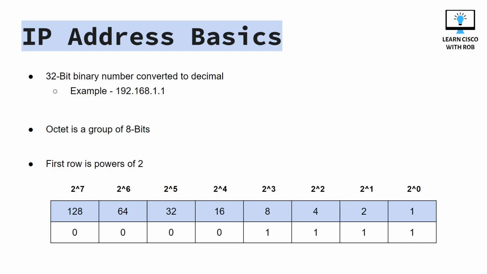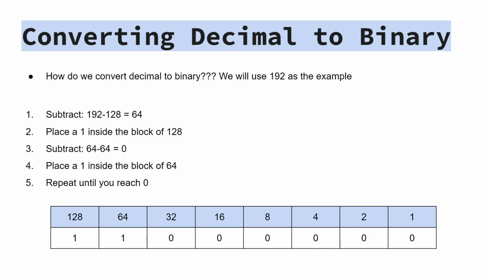In the table below, I have identified the binary sequence which an octet is made up from. Going from the powers of 2, we have 2 to the power of 0, all the way to 2 to the power of 7.